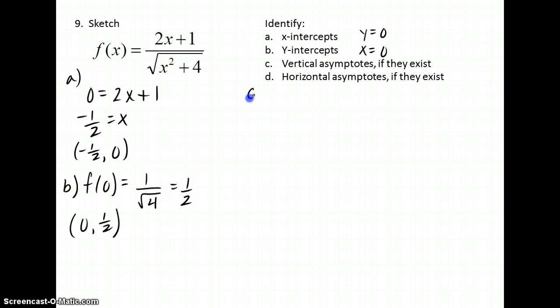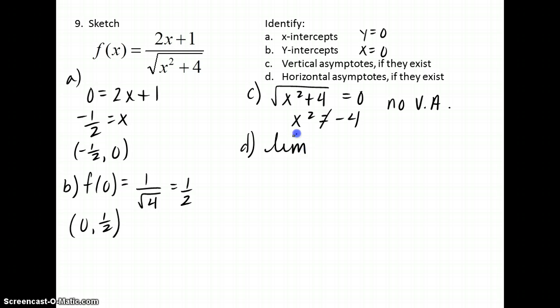Vertical asymptotes occur where the denominator is 0. Number over 0 would give us those. So if we attempted to solve this equation, x squared can never equal -4, so there's no vertical asymptotes on the graph of this function.